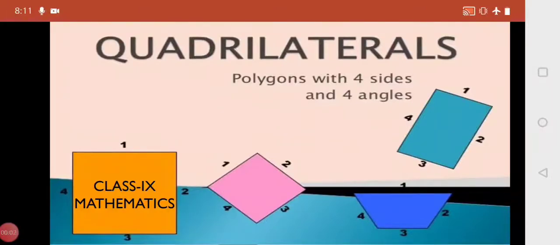Good morning. Today, let's start with a new topic in chapter 8, that is quadrilaterals. And the topic is midpoint theorem. This is a very important theorem as it is useful in 10th standard also.